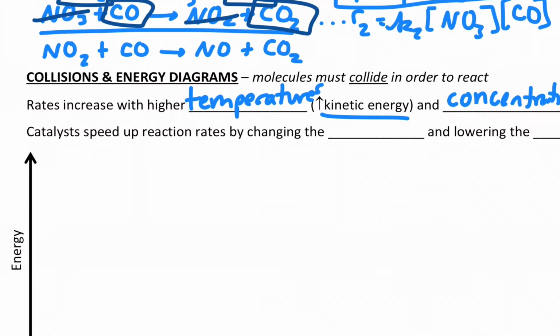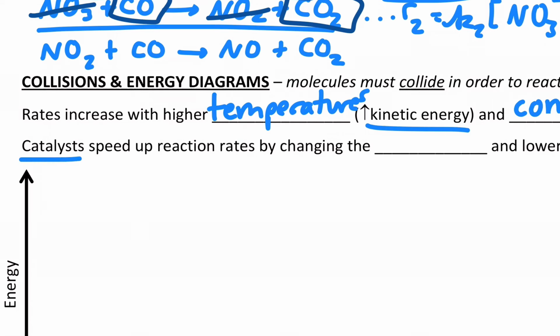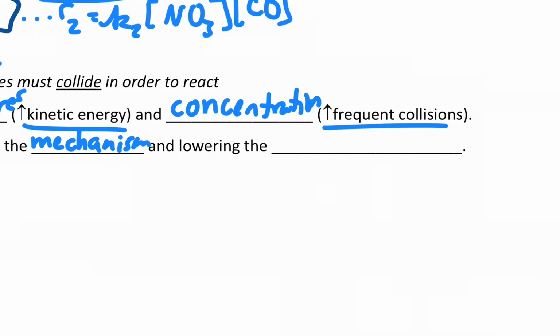Now we can also speed them up with catalysts. We talked about catalysts today. They do this by changing the mechanism. They give it a completely different pathway. And they lower what's called the activation energy. So let's look at what that looks like on an energy diagram.